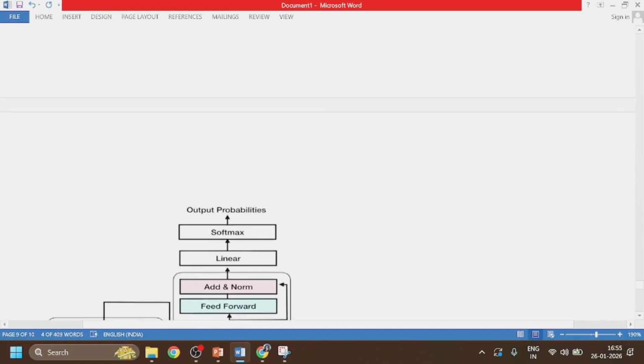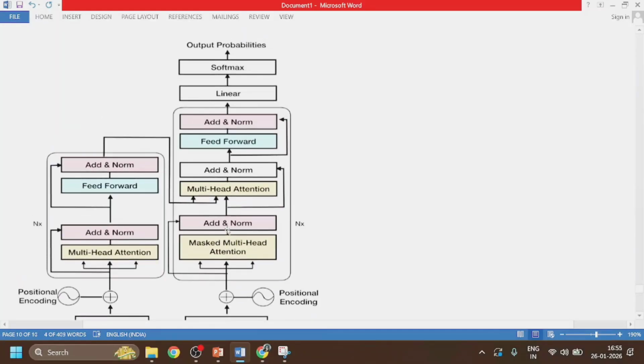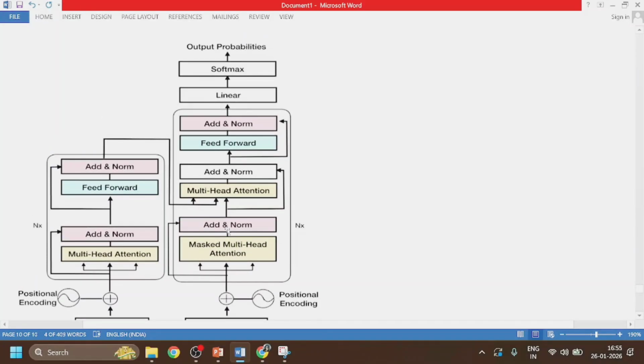Text generation is autoregressive, so the next word is predicted using only previous words. If the model could see the future, it would already know the answer. That would break the learning completely. So that's why masking is necessary.